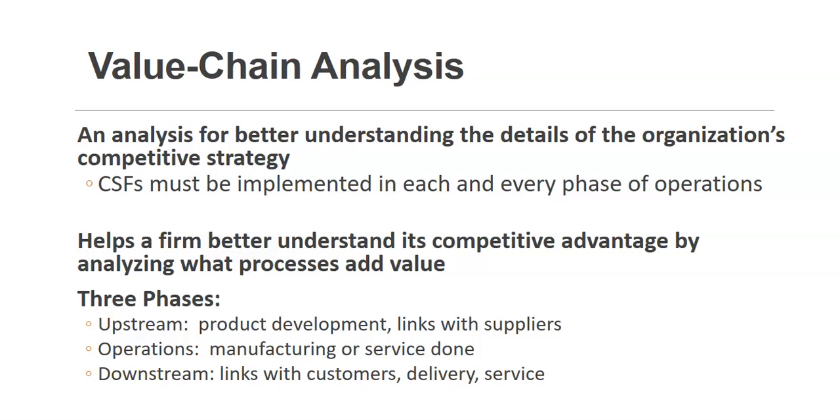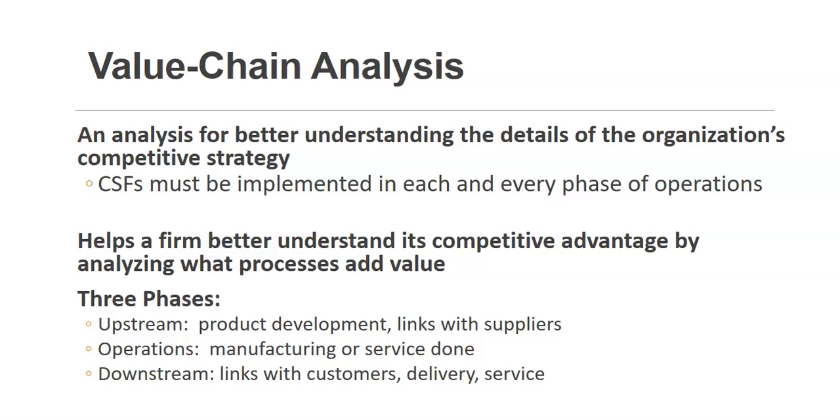We have different phases within that. So we have product development, our links with our suppliers, the research and development that we have to go through. Then we have our regular operations. So our operations is looking at our product manufacturing. Are there things that we can do with better quality? Are there places that we can outsource supplies to that don't reduce our quality?